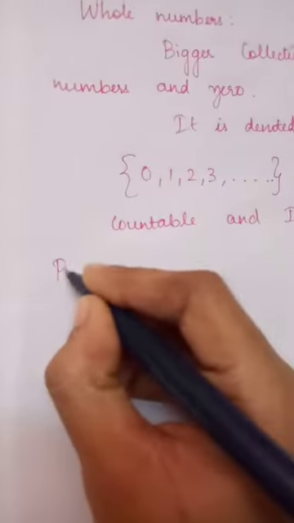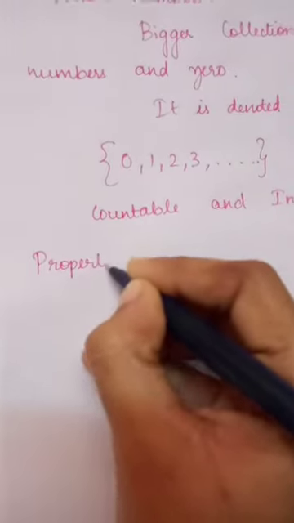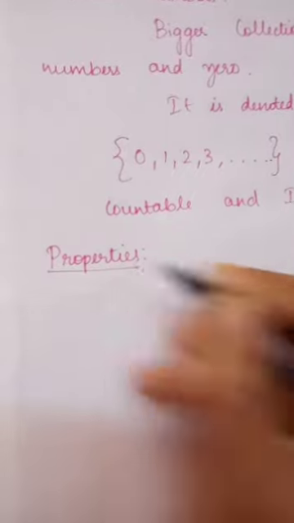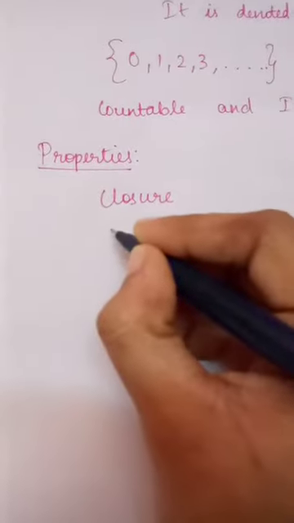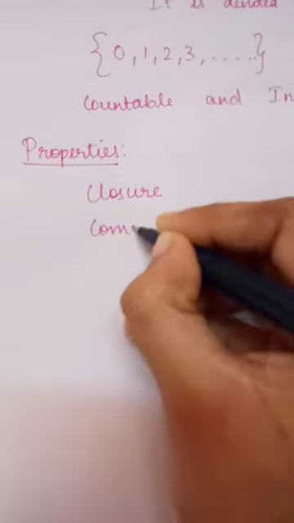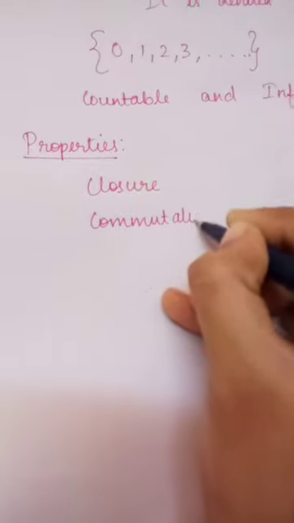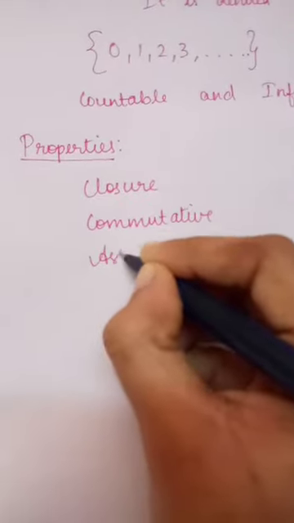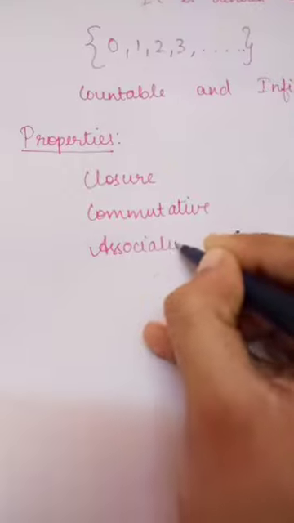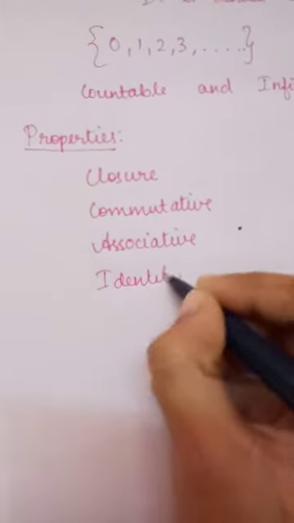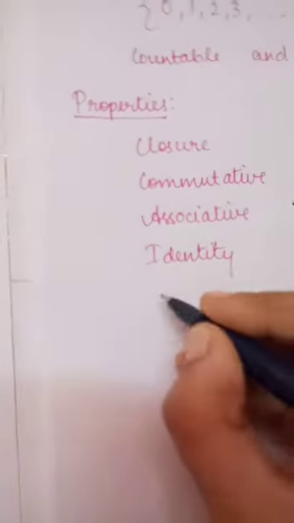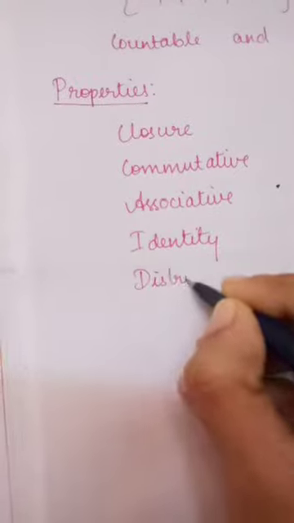Next comes the properties. The basic properties which we are going to discuss are closure property, commutative property, associative property, identity, and distributive property.